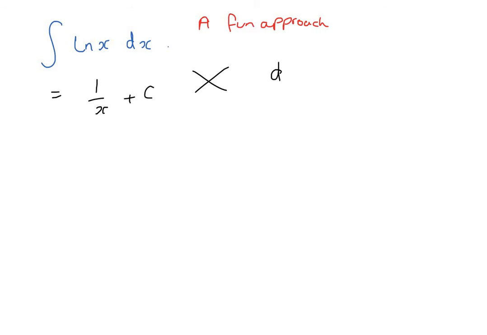You need to remember that going the other way, if we differentiate log x, or natural log of x, we do get 1 over x. So you've got to be really careful that you don't get these confused. So with that in mind, let's have a look at a nice way to approach this problem.